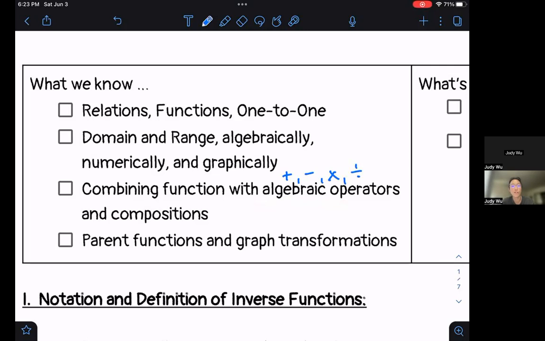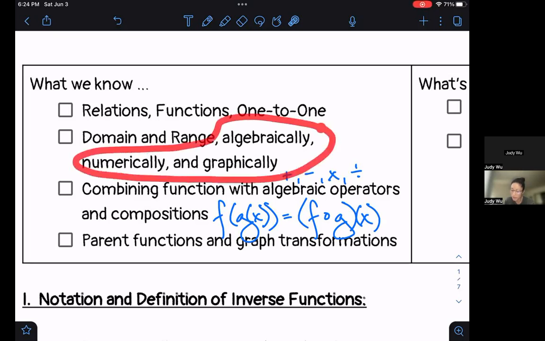And then looking at function compositions where we actually put one function inside of another function, okay? So if you remember, f of g of x is actually the same thing as writing f composed with g of x, okay? And lastly, we talked about parent functions and their graph transformations. And I would say out of all of this stuff, the things that are most important today, we're going to look at this algebraic, numeric, and graphical.